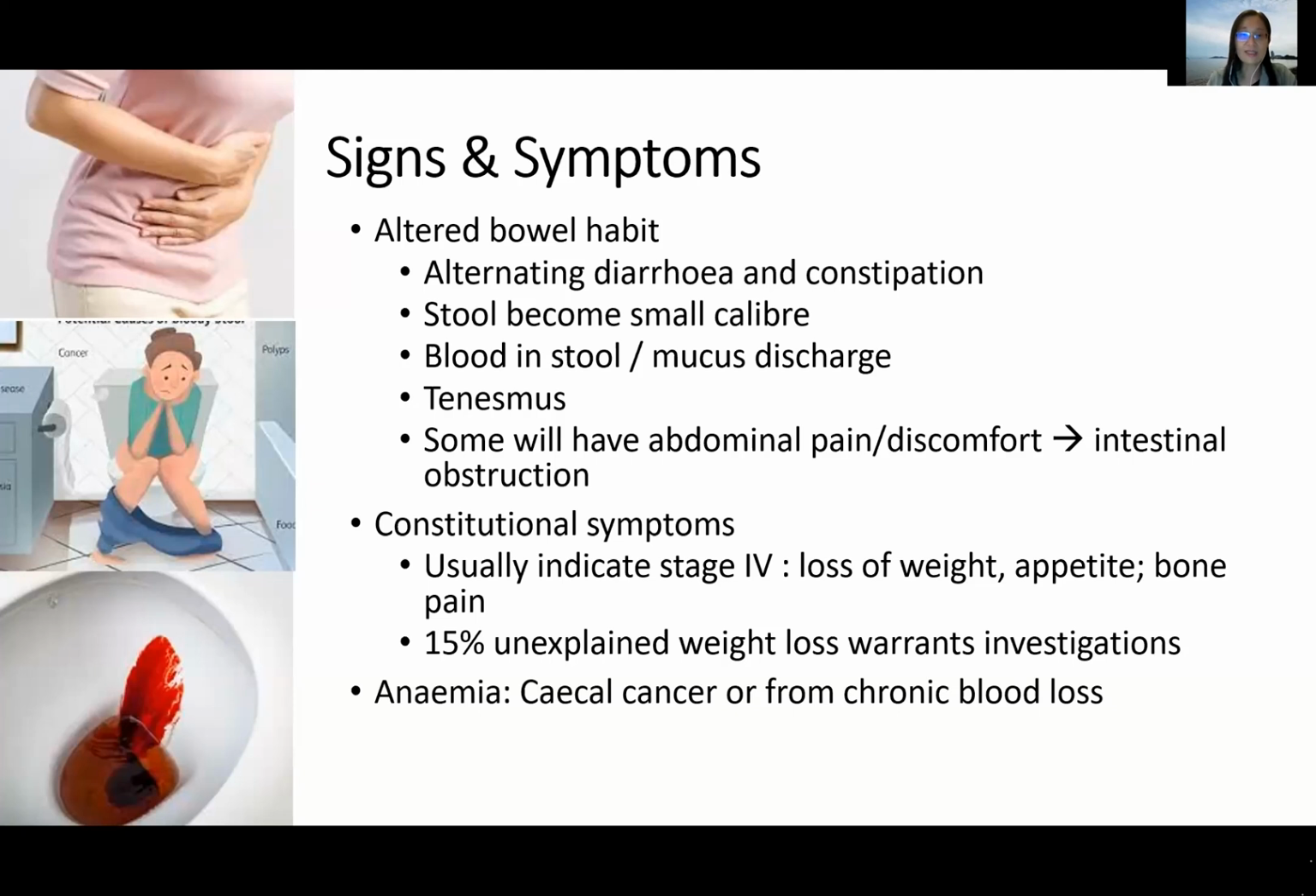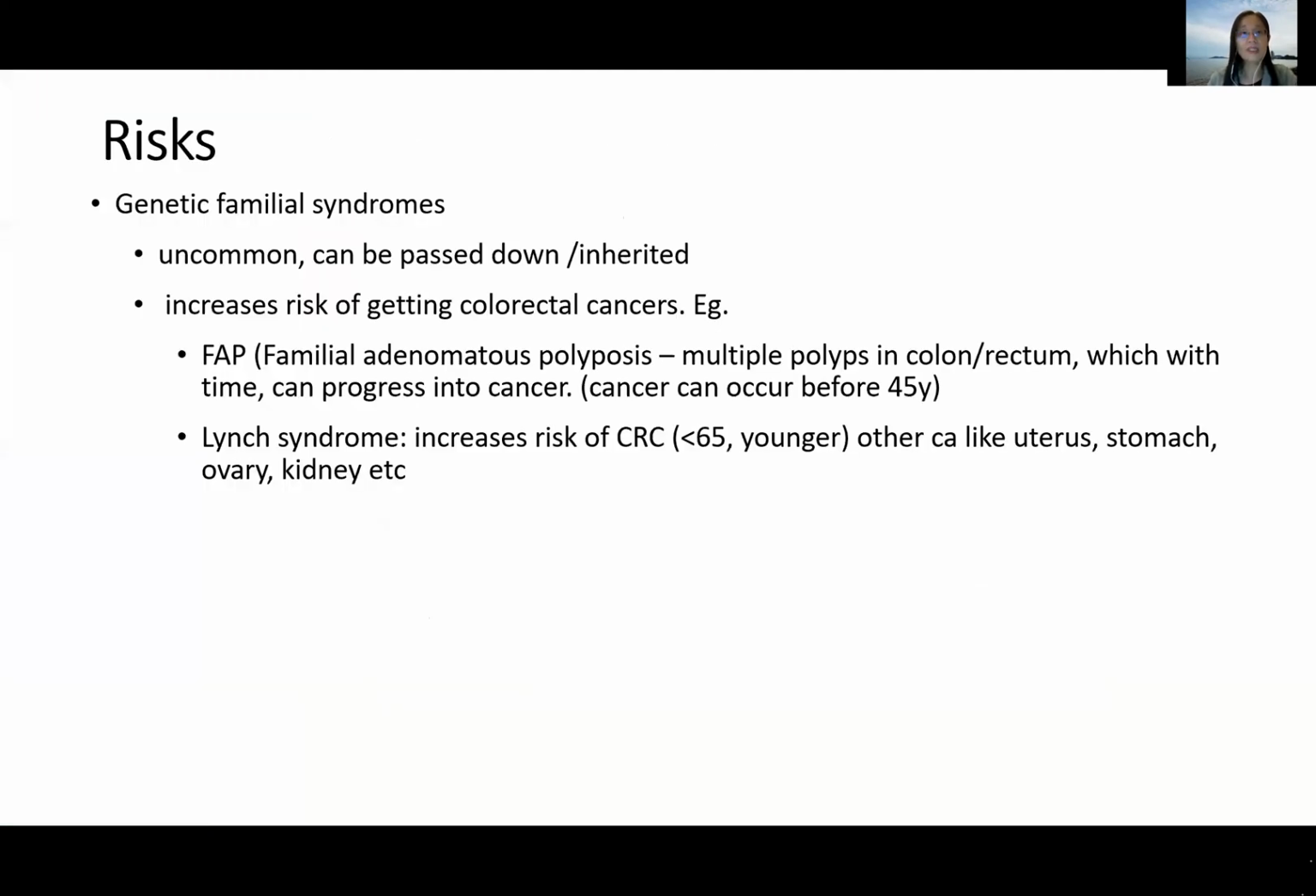Cecal cancers tend to not have a lot of symptoms because that area can actually expand very largely. So they may not have intestinal obstruction kind of symptoms even until a very late stage. But one of the hallmarks is that they can present with anemia. So patients can have lethargy, like reduced effort tolerance, palpitation, and then dizziness, things like that, from the chronic blood loss from the tumor.